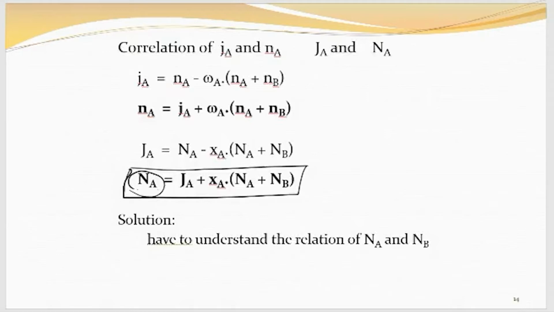Actually, what we can measure in real life applications is the Na. The Ja, the molecular flux, cannot be measured directly. So it is very important to know the relationship between Na and Ja to solve all the mass transfer problems.